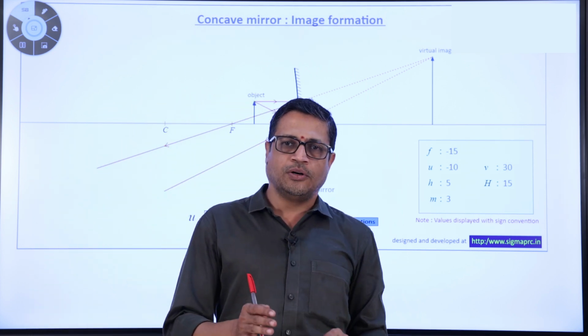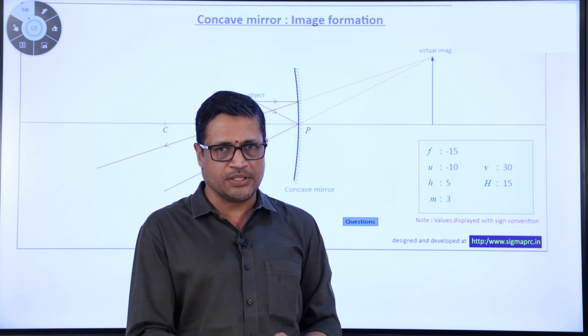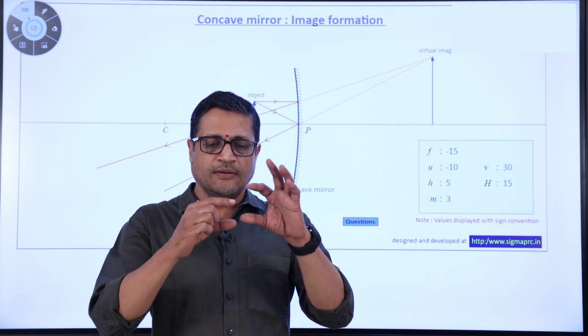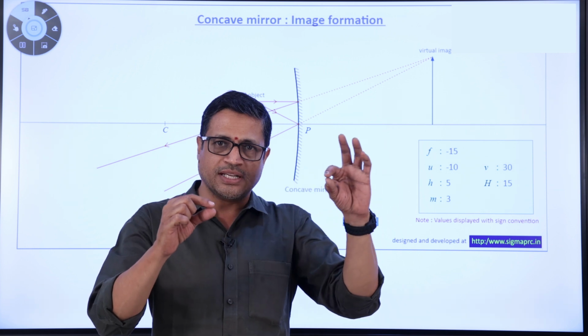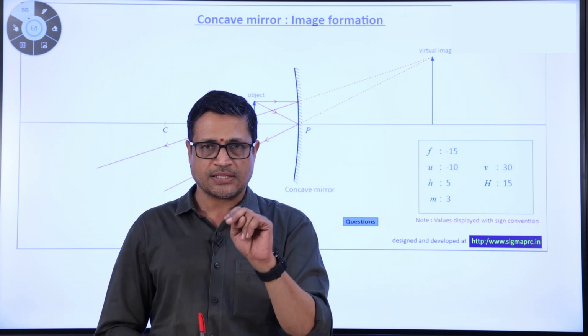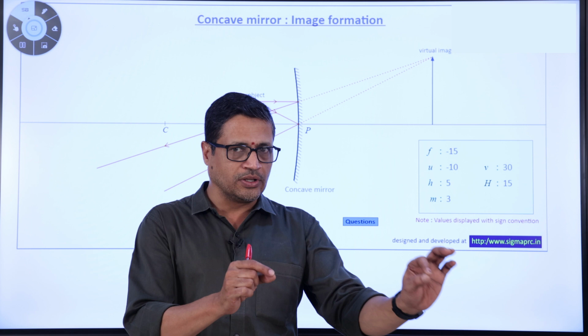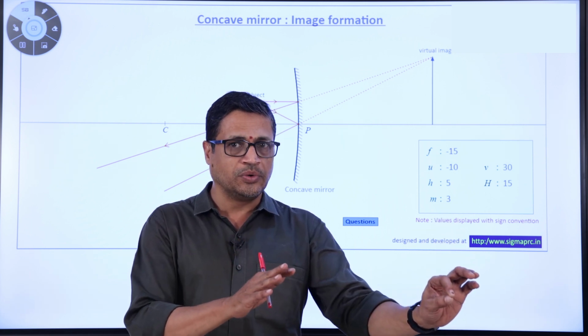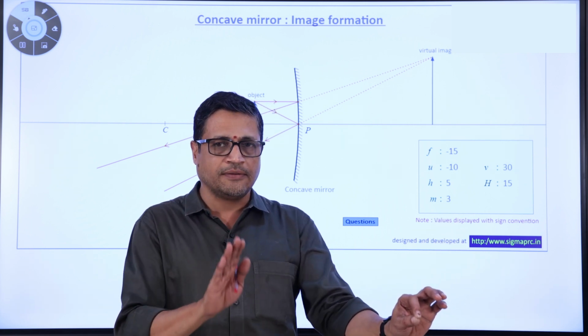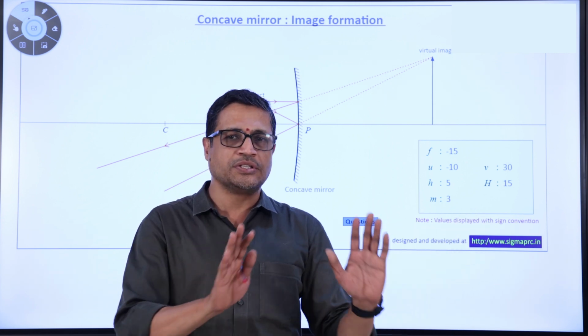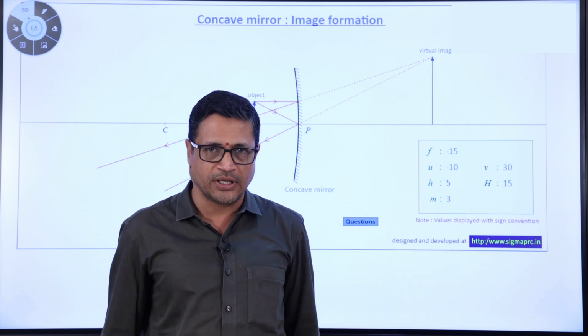Now the way we figure out where the image is formed or what is the nature of the image is, we look for the point where these two rays meet. There are two cases again. Either the rays will meet on their own. If they meet on their own, then you don't have to do anything. Therefore, we call it a real image. It is really formed. You don't have to do anything for it.